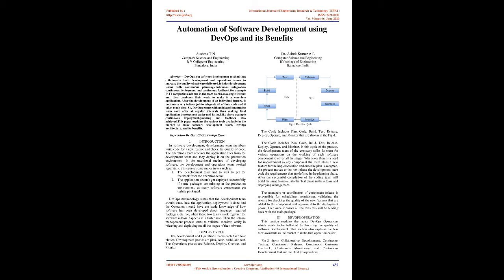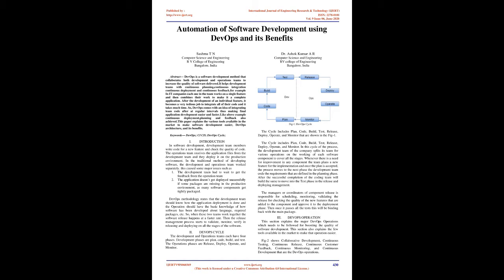2. The application doesn't get deployed successfully if some packages are missing in the production environment, as many software components get tightly packaged. DevOps methodology states that the development team should know how the application deployment is done, and the operations team should have basic knowledge of how software has been developed, about the language, required packages, etc. So, when these two teams work together, the software release happens at a faster rate.